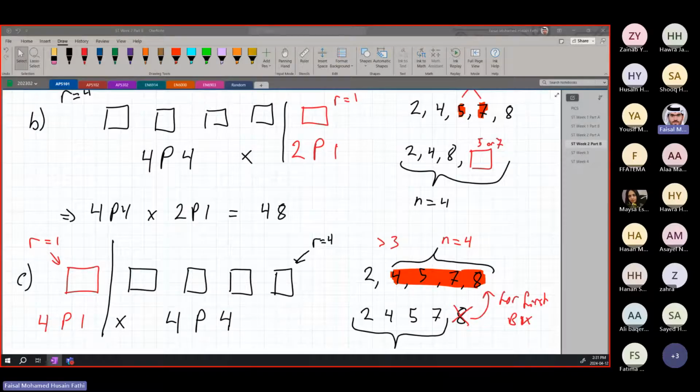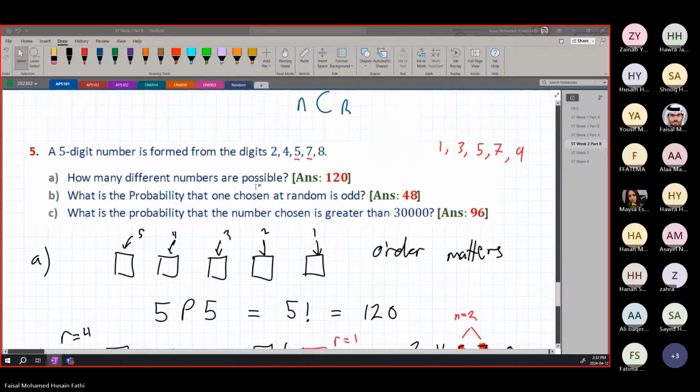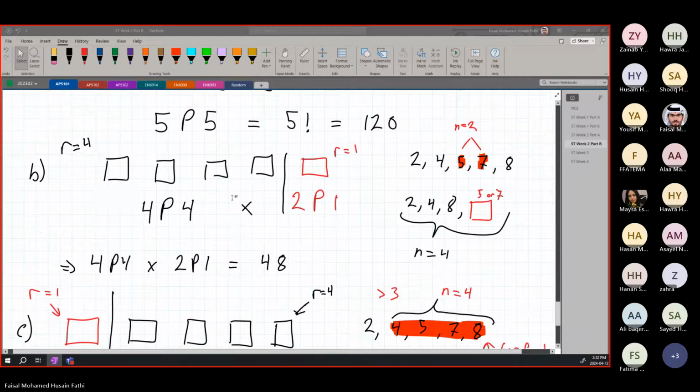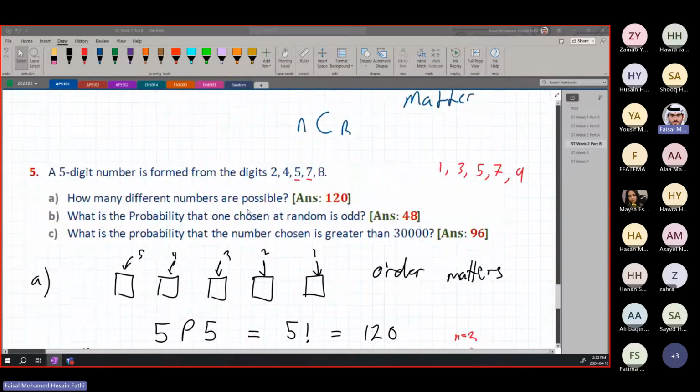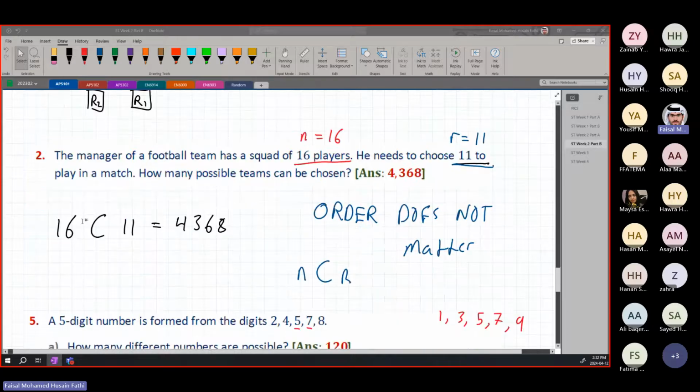Okay, let's see. Why did we use C and not P? I'm guessing you're asking about the previous question, question number 2. Again, we used C because order does not matter.